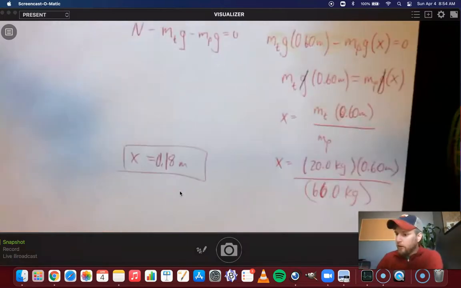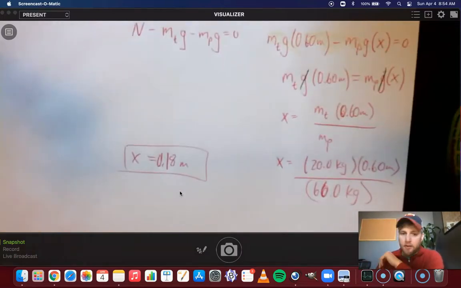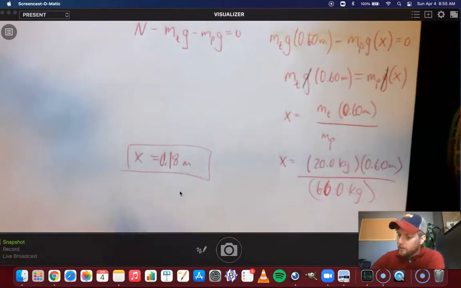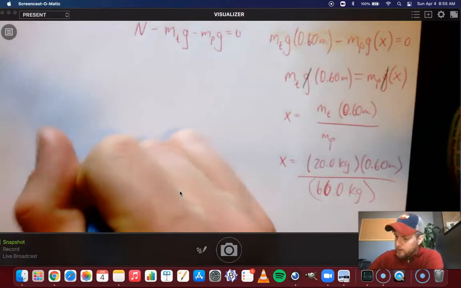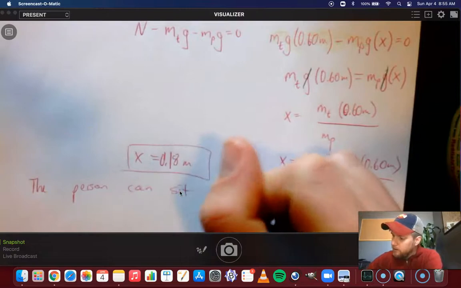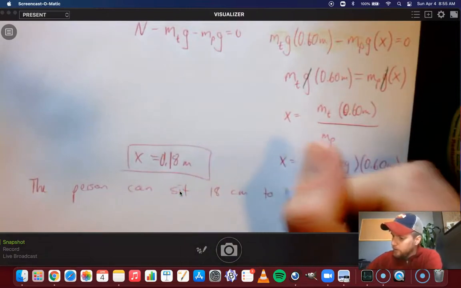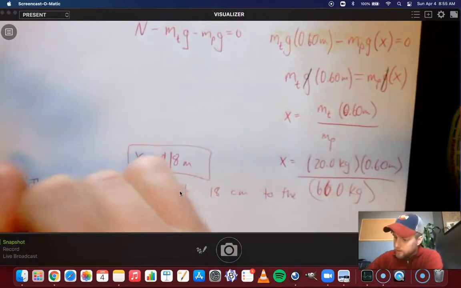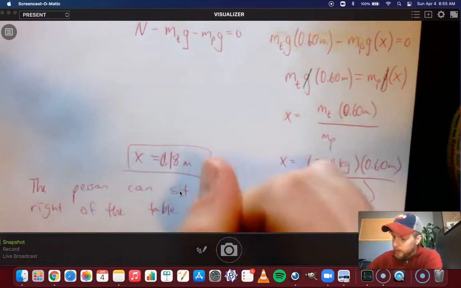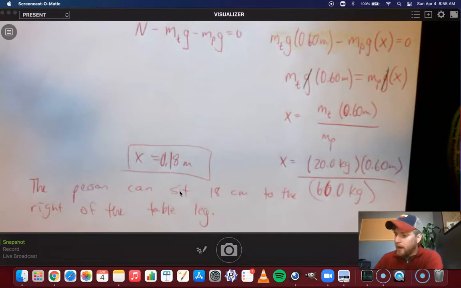Just realized that part of my drawing could be confusing, so I do want to clarify something, and we're going to make a slight edit to our original drawing. So this 18 centimeters means that the person can sit 18 centimeters to the right of the table leg, and it won't fall over. That's what this 18 or 0.18 meters means.